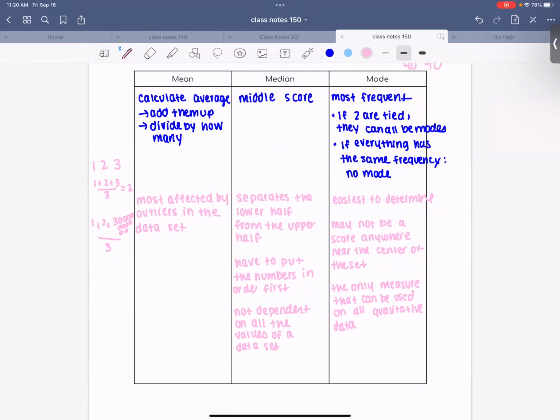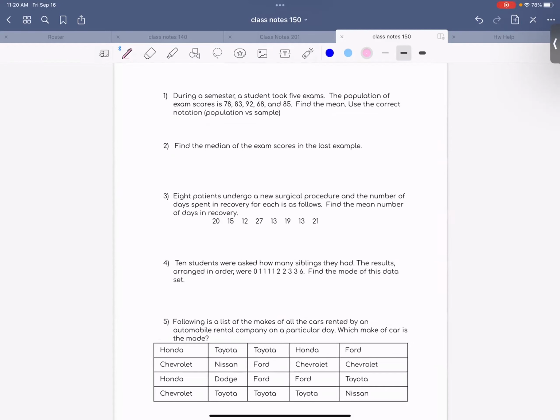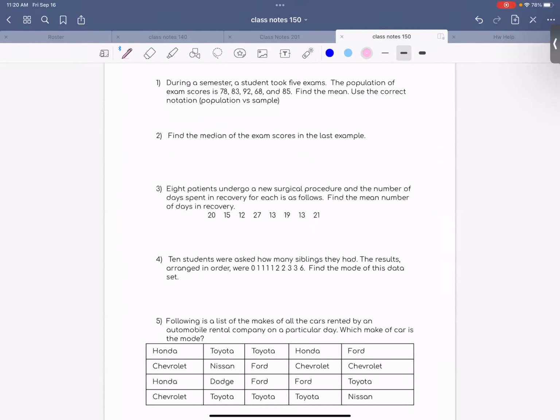All right. If we flip to the back page, I have a couple questions. Why don't you work on these for a little bit? I know we've worked with mean, median, and mode before, but sometimes we need a little refresher. So let's work through 1 through 5.